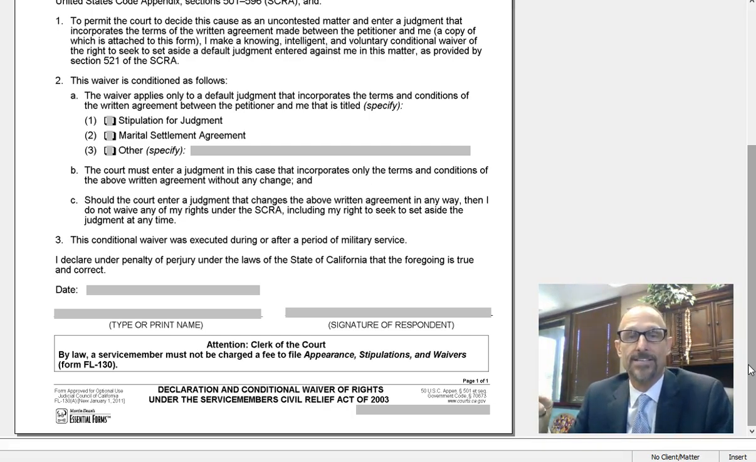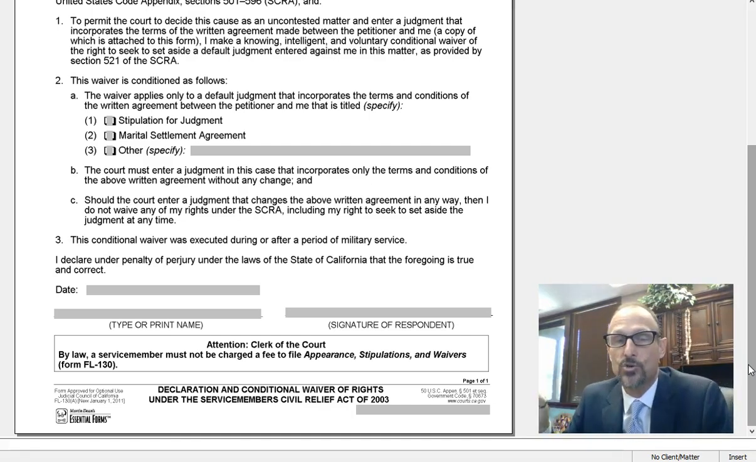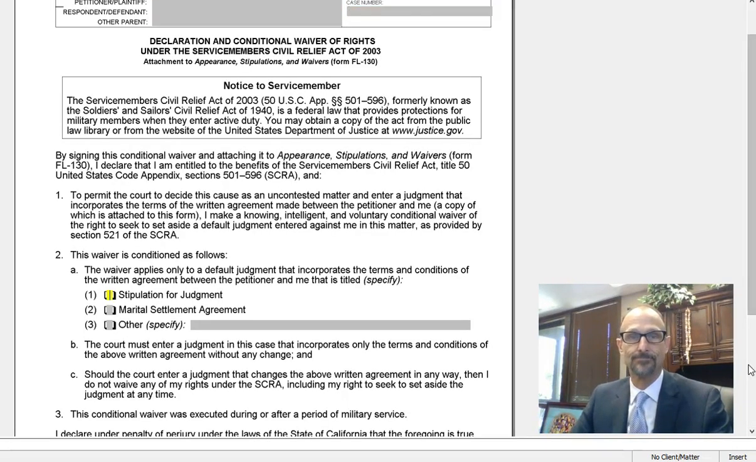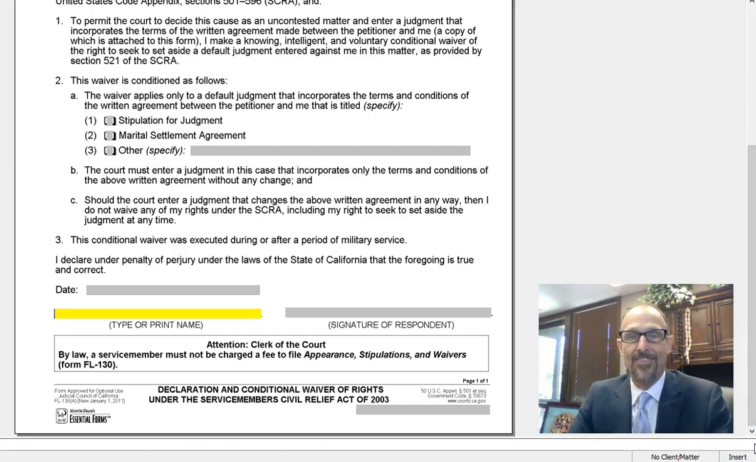Number 3, this conditional waiver was executed during or after a period of military service. I declare under penalty of perjury, under the laws of the state of California, that the foregoing is true and correct. Then, date it. Write your name to the left. And then sign it to the right.